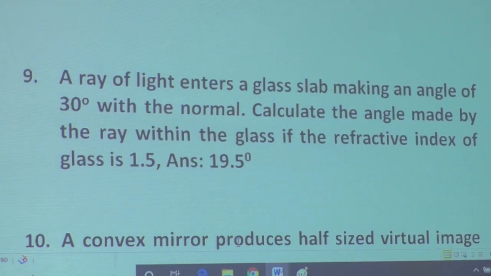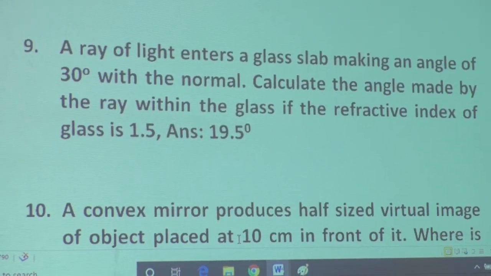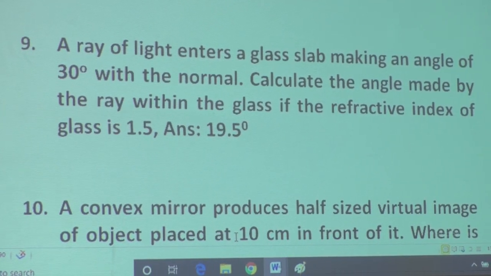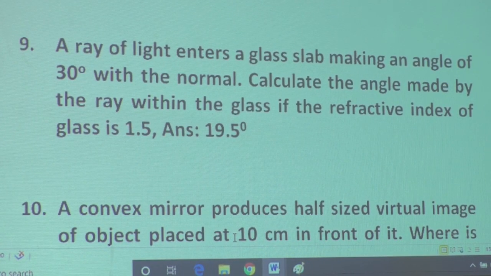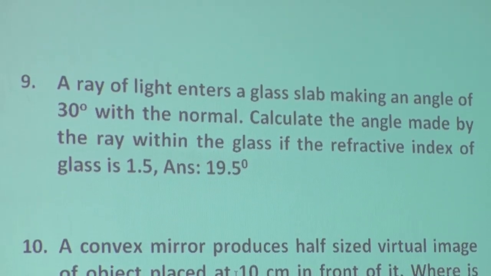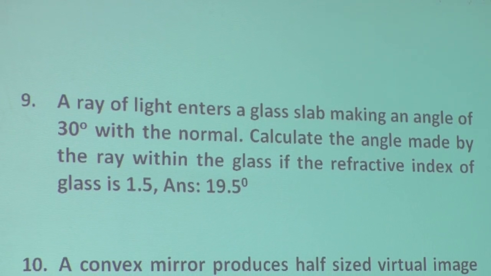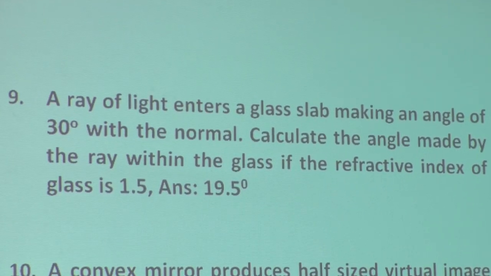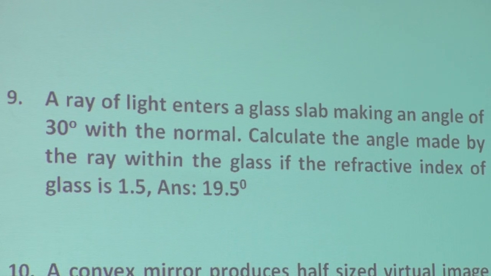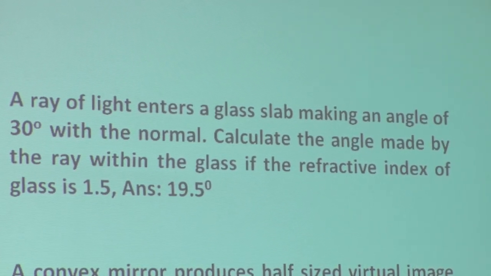Here also you require, you see the problem first. A ray of light enters a glass slab making an angle of 30 degree with the normal. Calculate the angle made by the ray within the glass if the refractive index of glass is 1.5.